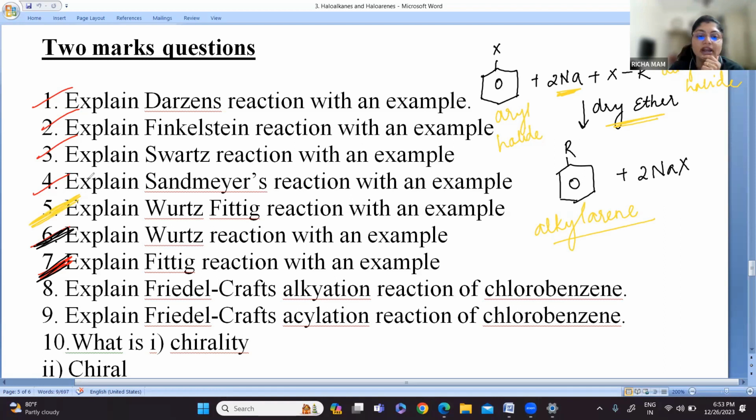In Wurtz reaction, we are taking two molecules of alkyl halides. In Fittig reaction, we are taking two molecules of aryl halides. In both conditions, we are reacting with sodium metal in the presence of dry ether. But in the Wurtz-Fittig reaction, we are taking one alkyl halide and one aryl halide, heating with sodium metal in dry ether, and the product obtained is alkylarene. So this is the Wurtz-Fittig reaction.